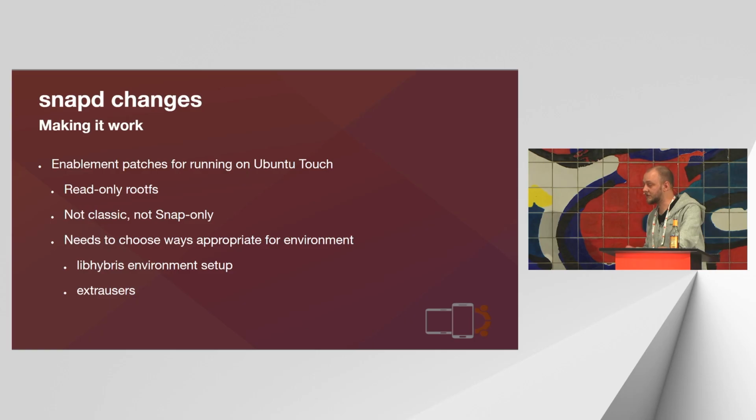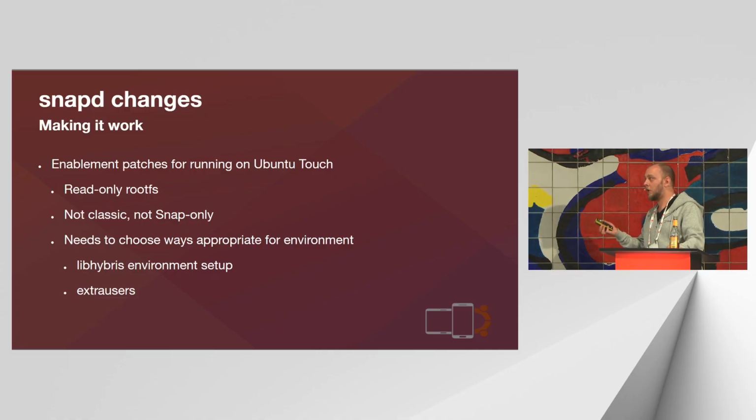Snapd changes also include some particular necessities in the rootfs, handling a different rootfs, because it is not a classic system, but also not a snap-only system. It's a hybrid in between. So we have a read-only rootfs, which looks similar enough to a classic one, but we also have the /system symlink, the /vendor symlink to /Android, and for particular use cases we need extra users, used similarly to Ubuntu Core.